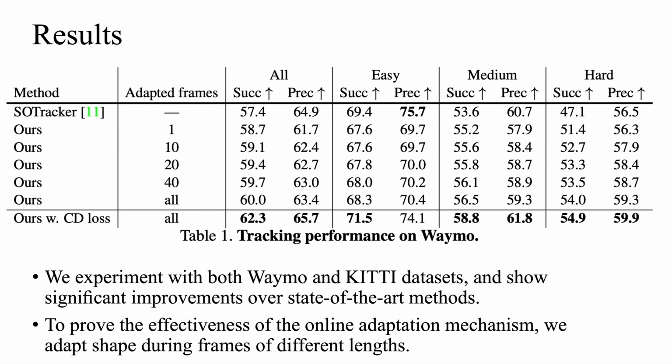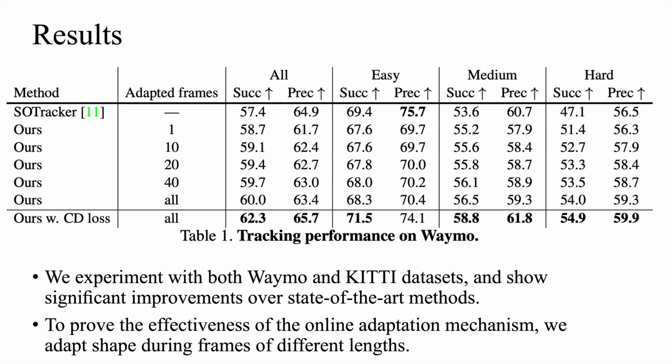Here is the quantitative result. We experiment with both Waymo and KITTI datasets and show significant improvements over the SOTA methods. The first table shows the tracking performance on the Waymo dataset. As you can see, we outperform the SOT tracker, the first line in the table, by a large margin.